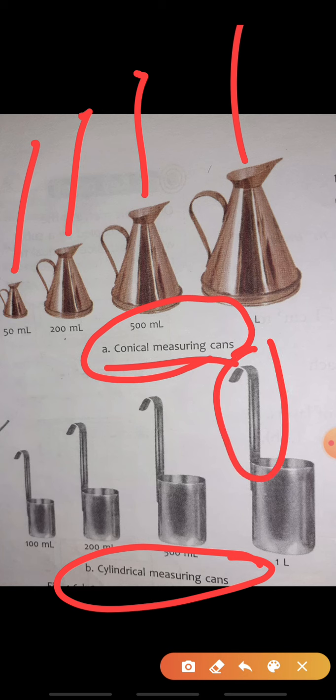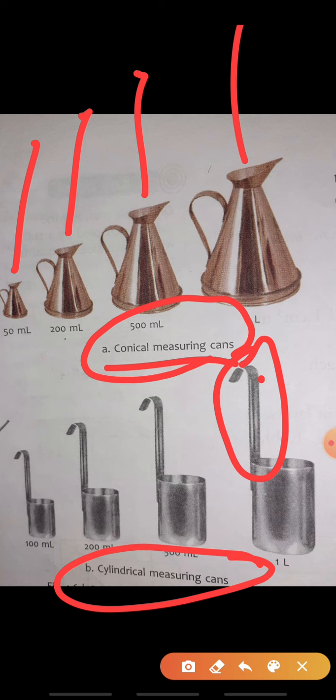They have long handles and they're commonly used to measure milk and edible oil. Then measuring cans used for commercial purposes have fixed capacities. They cannot be used to measure smaller volumes than a specified volume. For example, a milkman cannot use a 500 milliliter can to measure 200 milliliter of milk. To overcome these problems, we use measuring beakers or measuring cylinders.